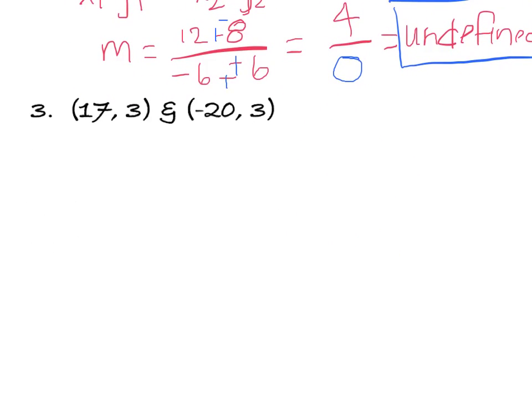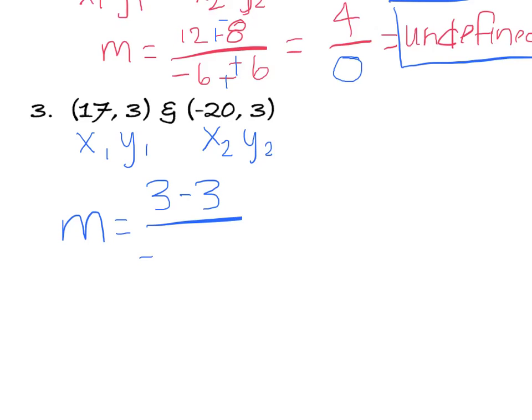Just the same as the last two problems, I'm going to go ahead and label my x and my y values, x sub 1, y sub 1, and x sub 2, y sub 2. Same, I'm going to plug these values into the formula. So y sub 2 minus y sub 1, 3 minus 3 over negative 20 minus 17. Okay, 3 minus 3 is 0. Negative 20 minus 17 is negative 37.